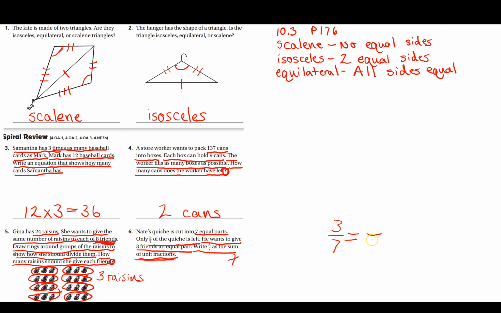So I know it's going to be fractions. I know I'm going to be adding, and a unit fraction means it has 1 as the numerator. So I'm dealing with 1/7. How many 1/7 do I need to get 3/7? I need 3 1/7 to get 3/7. So there is my answer. I've written 3/7 as a sum addition problem of unit fractions.